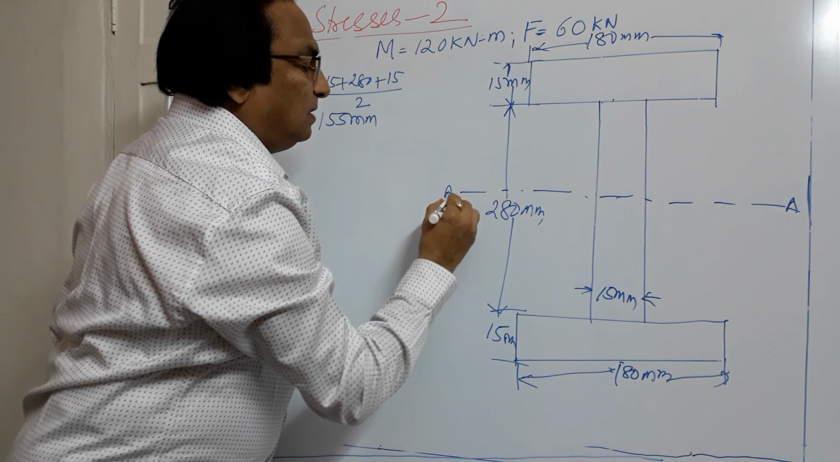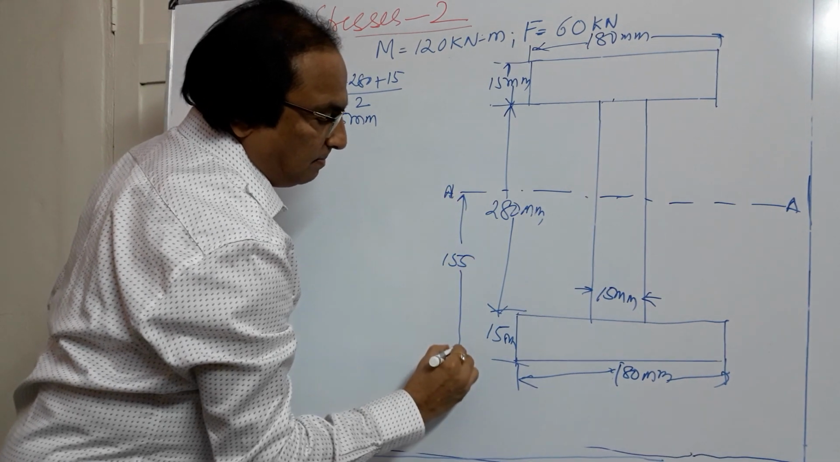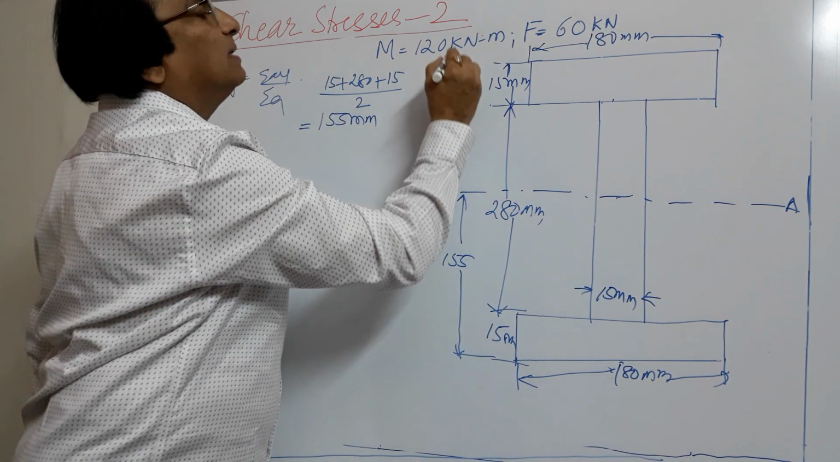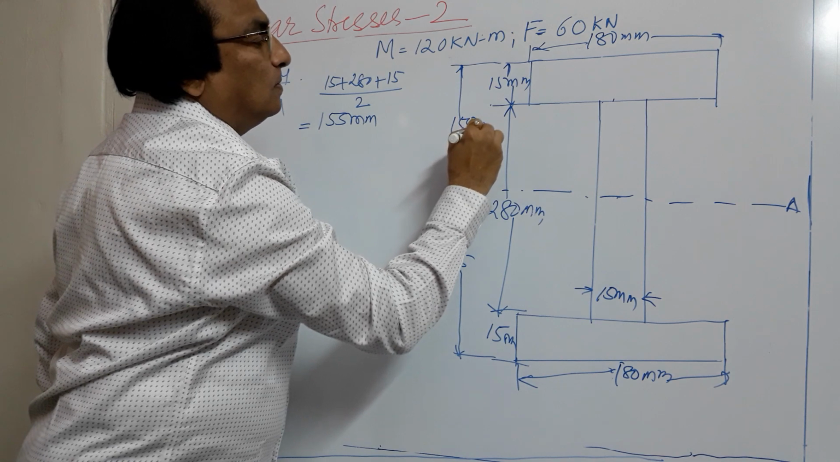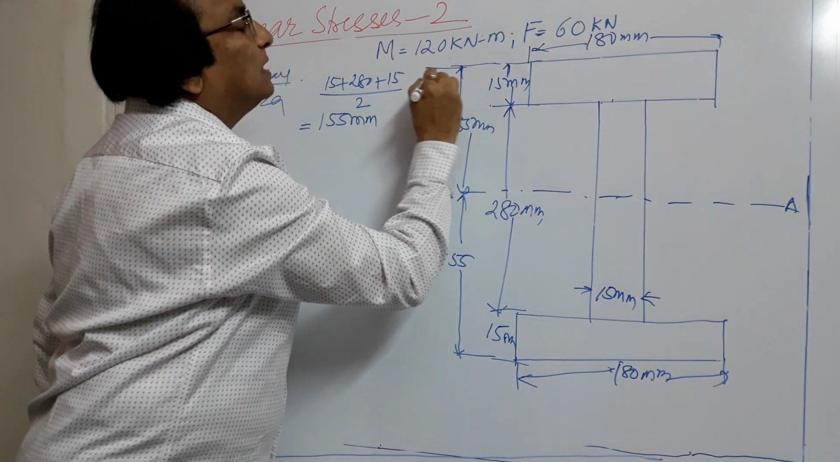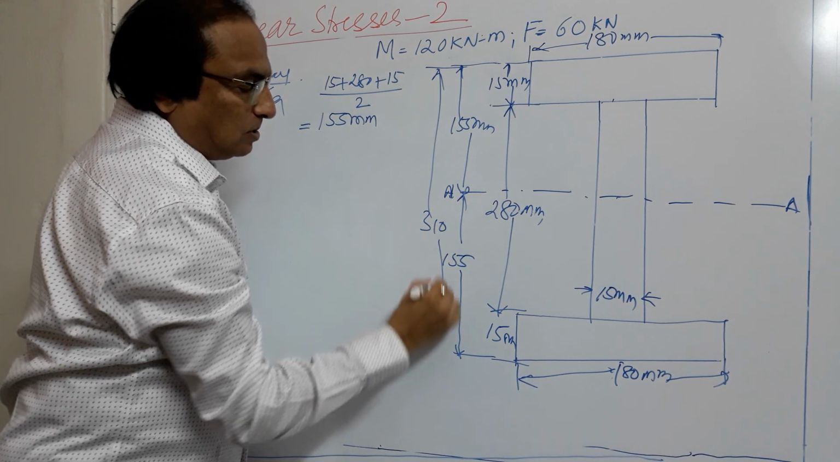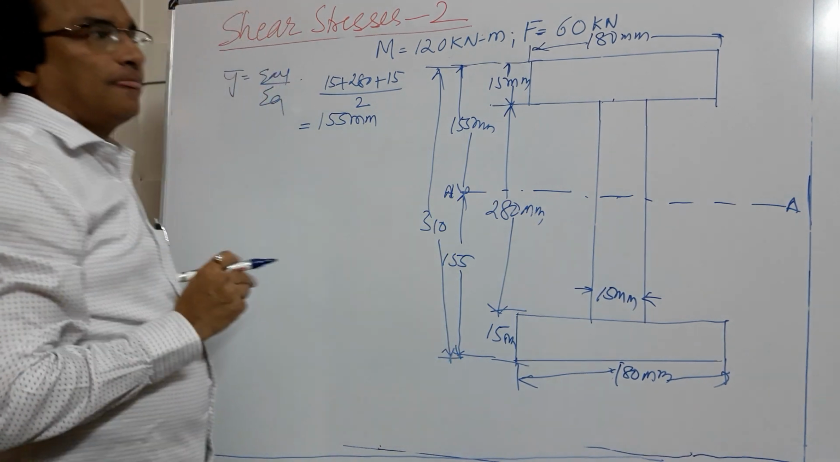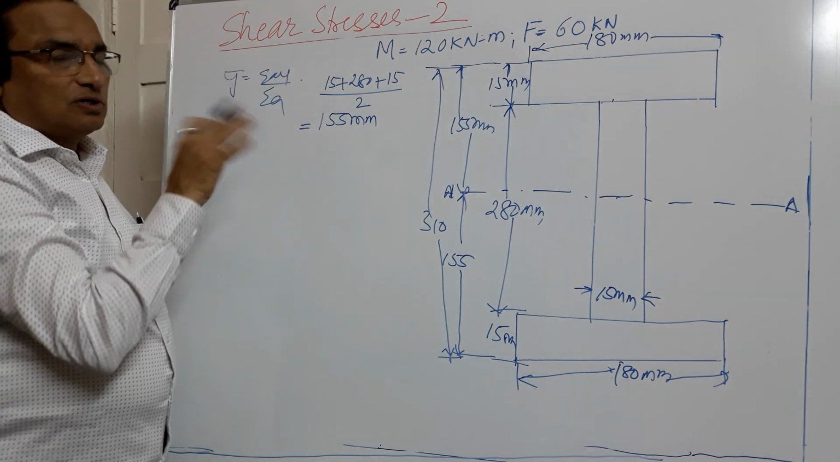the depth of the neutral axis from the bottom is 155 mm. Since it is symmetrical, it is the same from the top also. And the total depth here is 310 mm. We got y bar directly because it is symmetrical.